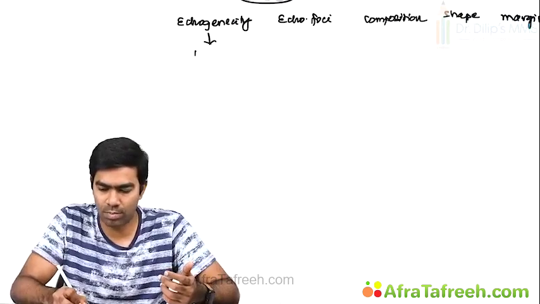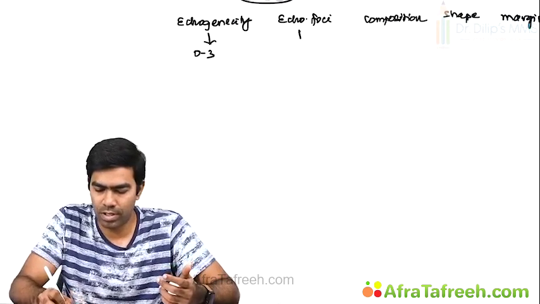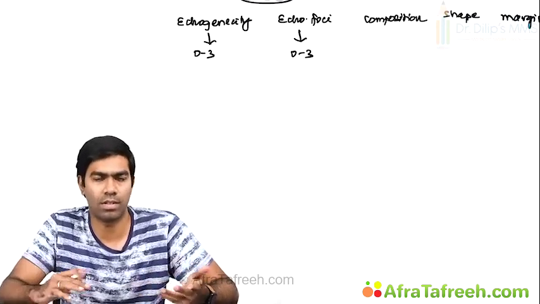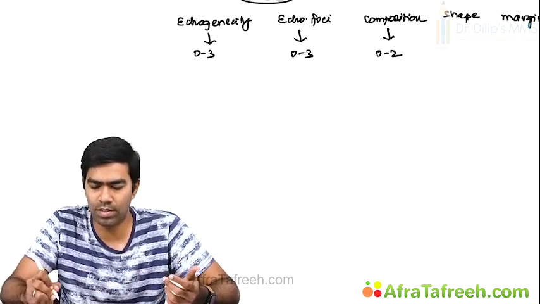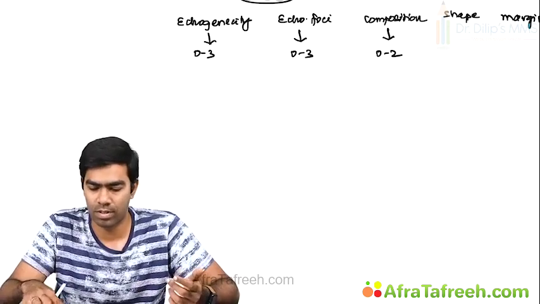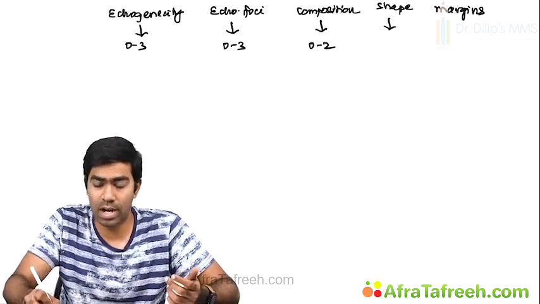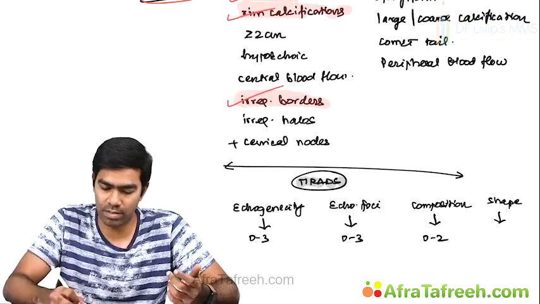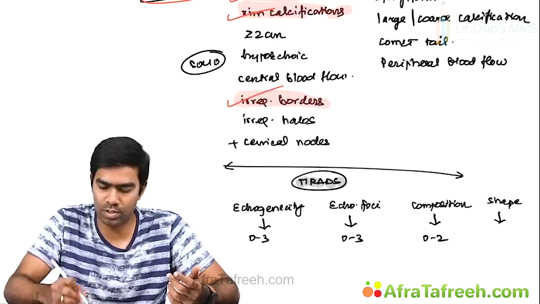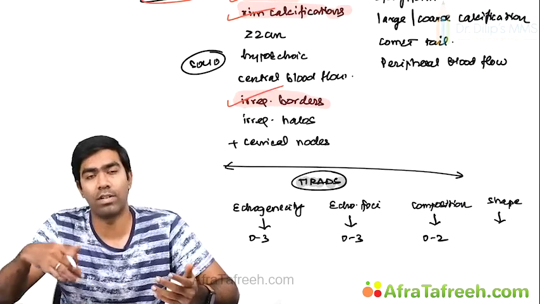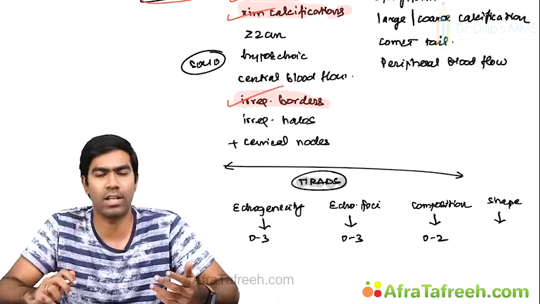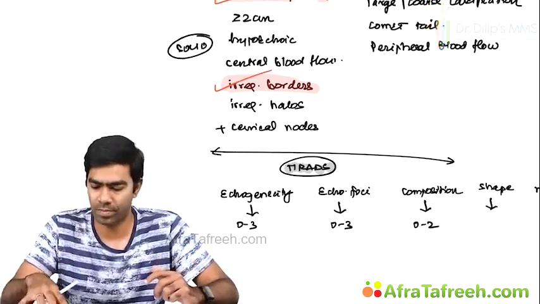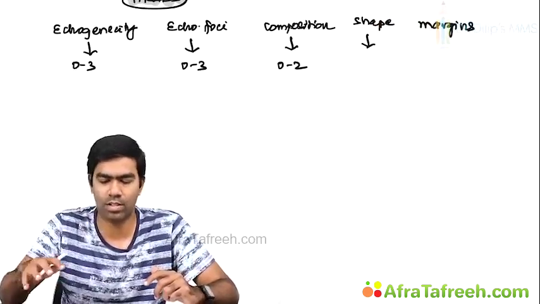So echogenicity has a point range of 0 to 3 and echogenic foci again have 0 to 3. So yeah, this bunch of distribution of points are there. According to the composition, it is divided into 0 to 2, whether it's cystic or solid. And I didn't tell you this, solid lesions have more risk compared to cystic lesions. Or even cystic lesions with mural solid echogenicity, again they have a high risk of malignancy. Clear? So solid components mean high risk of malignancy.